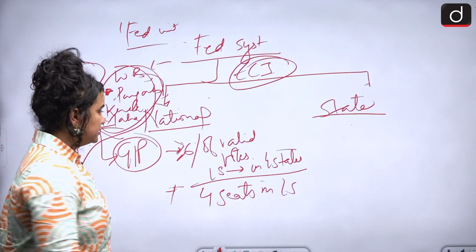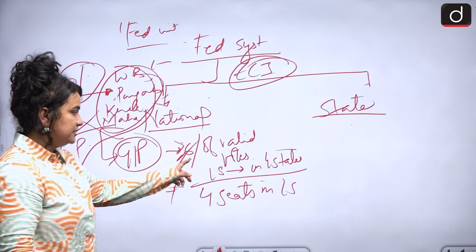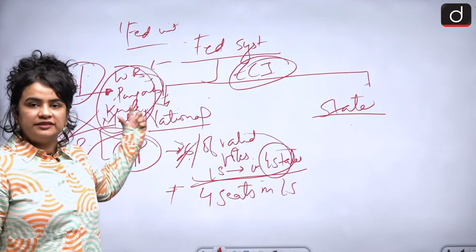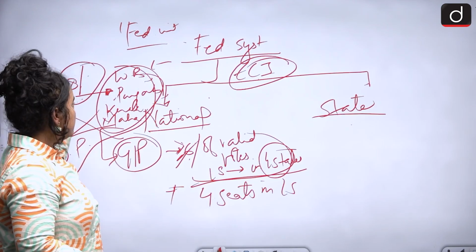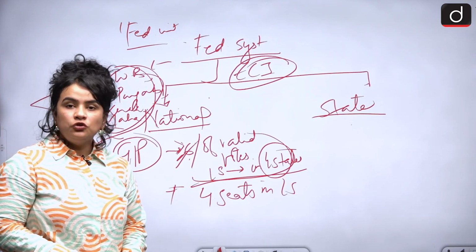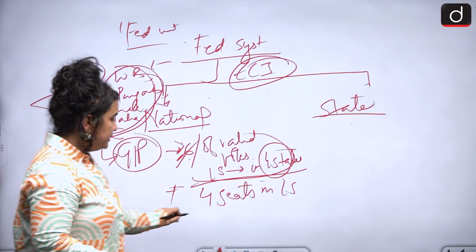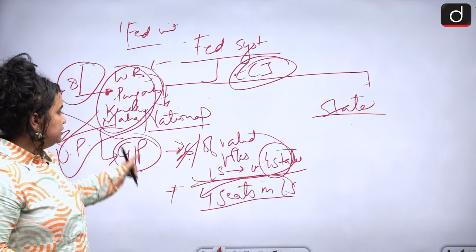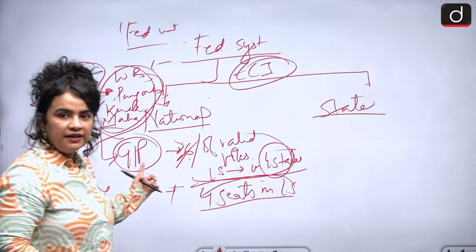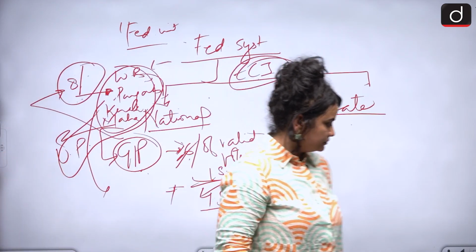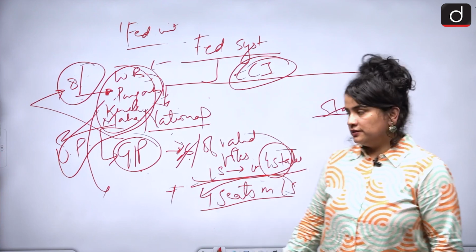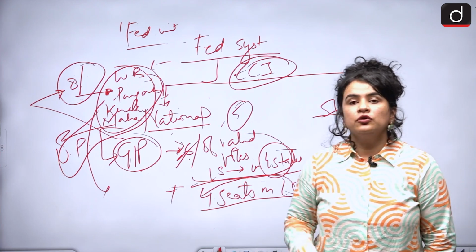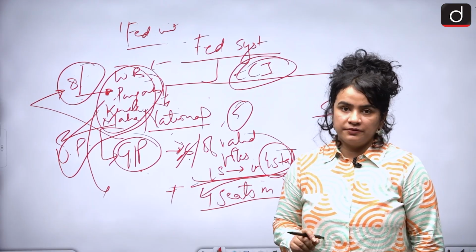Right? So it has satisfied the first criteria. The second, in 4 states, the first criteria has been satisfied because it has won 8% of the total valid votes. Finally, if it wins 4 seats in the Lok Sabha, which it already has won by winning in 5 states, it has won 5 seats. So this party is going to qualify as a national party.